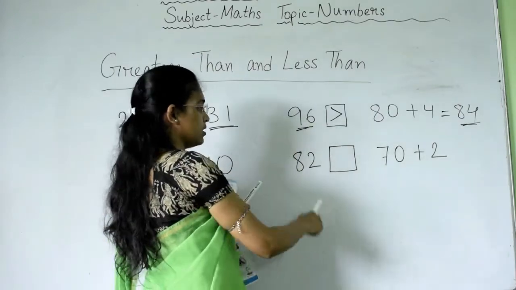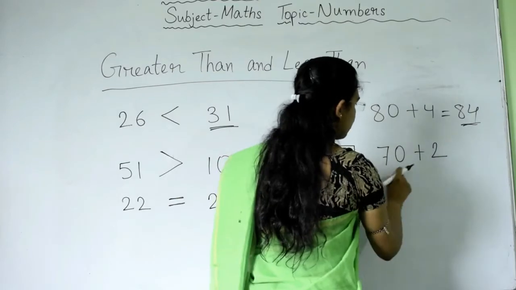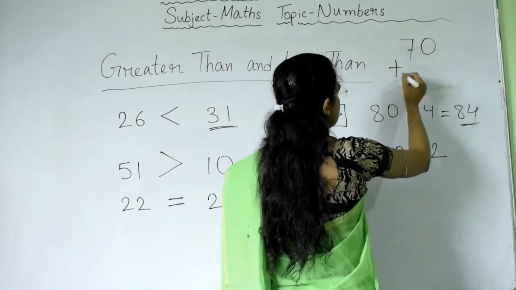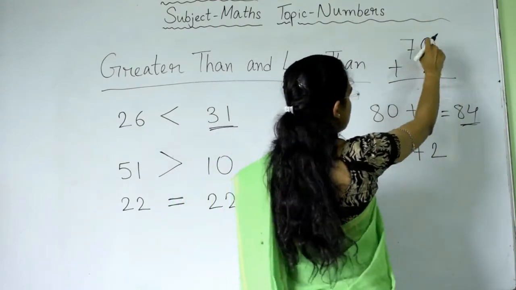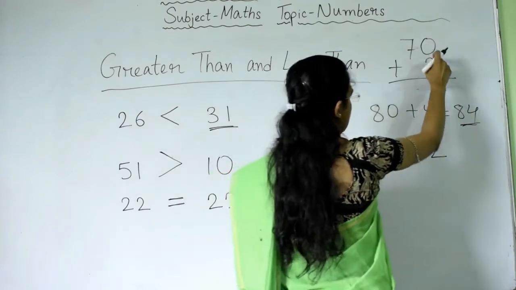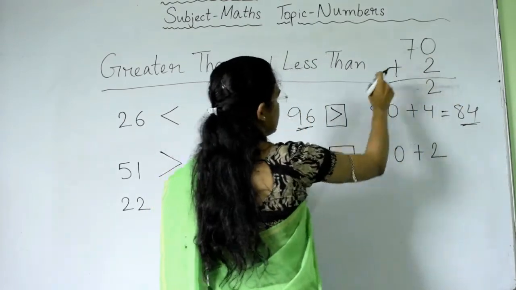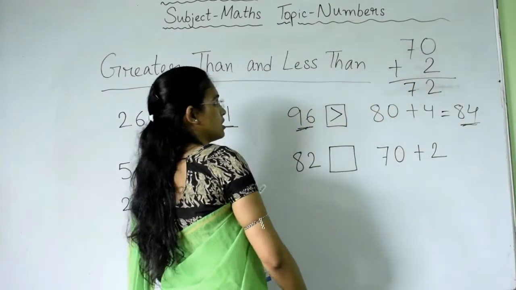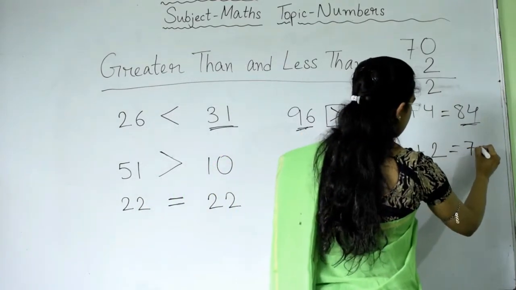Now which number is this? 82. And here the question is 70 plus 2. So what we have to do? We have to add 70 plus 2. Now 0 means nothing, that's why we have to put 2. And here is also nothing, so what we have to write? 7. 72. 70 plus 2 equals to 72. So the answer is 72.